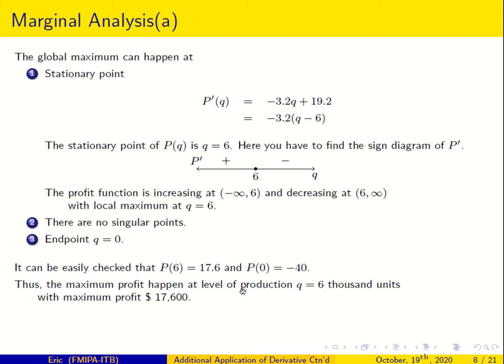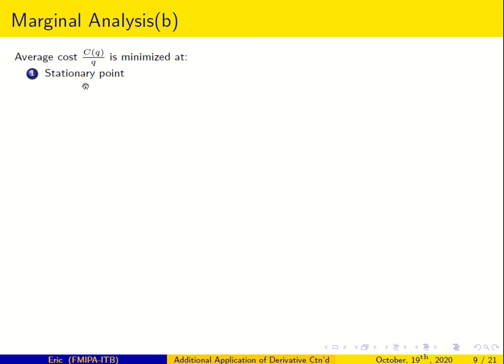So the maximum profit happens at level of production Q equals 6,000 units, with maximum profit $17,600. Of course, you can determine whether this is a maximum or minimum using the second derivative also. Okay, let's talk about the second one.